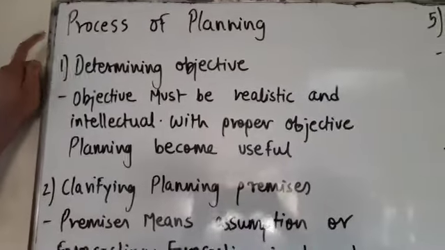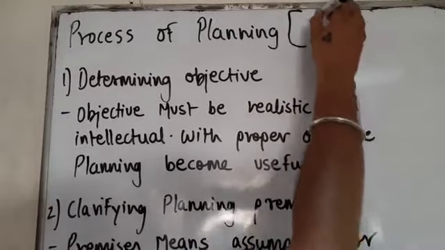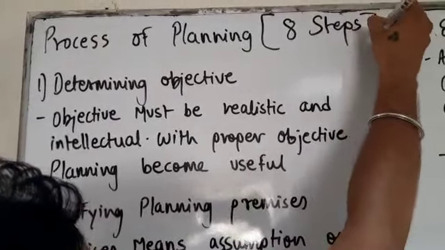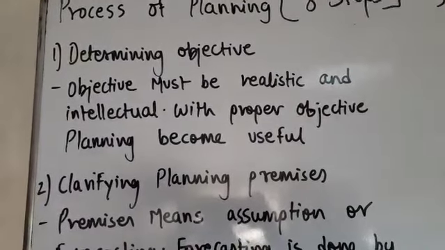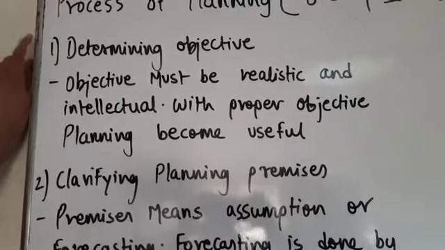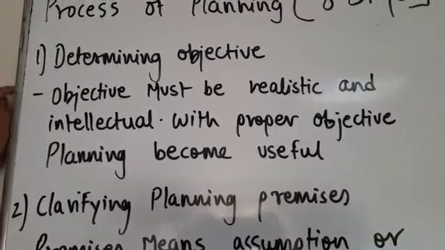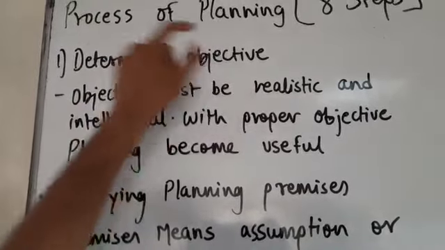Process of planning has 8 steps. We have to learn these steps one by one, and most important, these steps to be learned in an orderly manner, means it should be in the order. Let's start with the first step, that is determining the objectives.